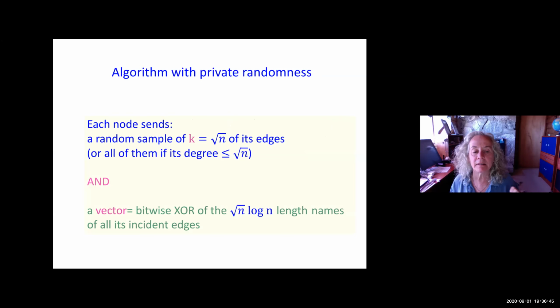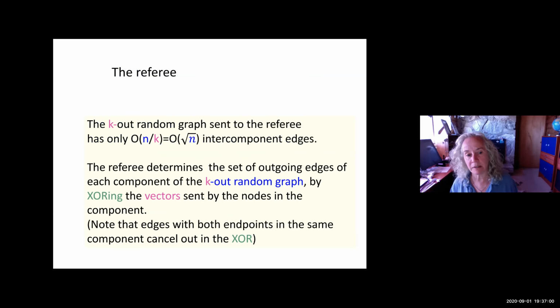And it sends the vector, which is the bitwise XOR of the names of all its incident edges, which is again square root n log n in length. So it's sending square root n log n bits to the referee. What does the referee do?